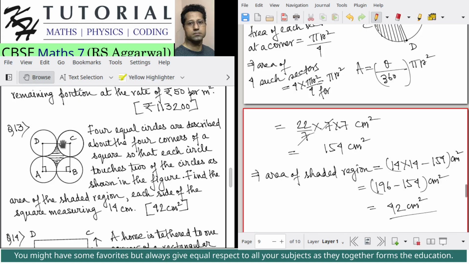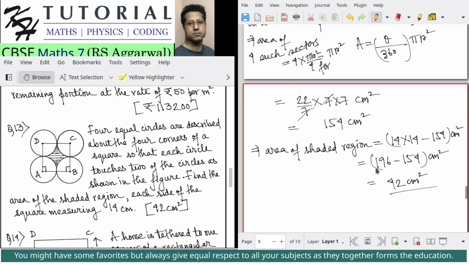So the concept was that since the circles centered at the vertices C and D are touching each other, this will mean that their radius will be the same, and the radius will be equal to half the length of the side of the square. Okay, let's see the next problem.